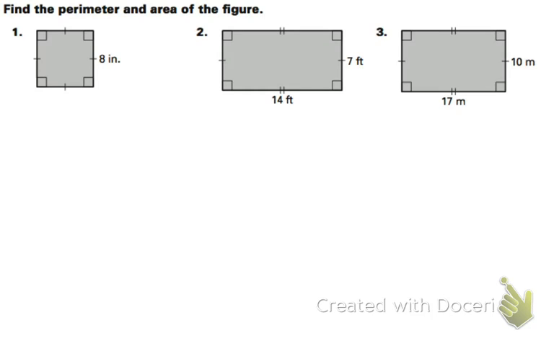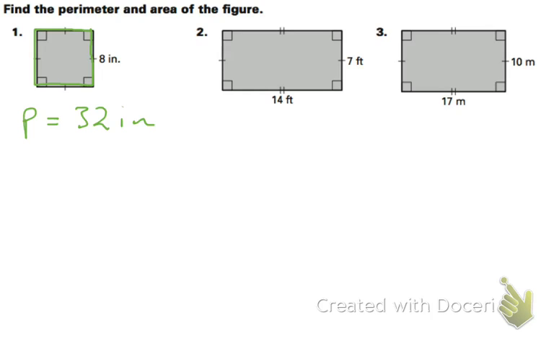Okay, we're supposed to find the perimeter and area for each figure. So for the perimeter, find out how long it is to walk all the way around. Each side has a length of 8 inches, so 8 plus 8 plus 8 plus 8. And that's going to be perimeter equals 32 inches.